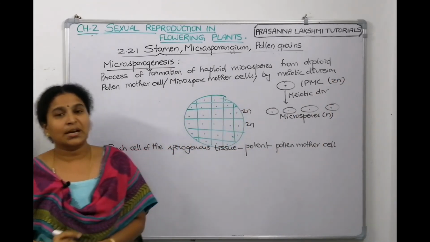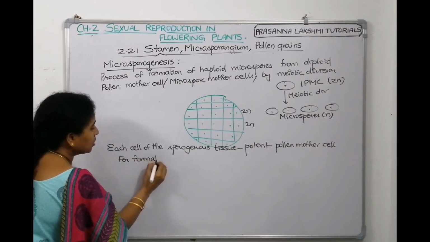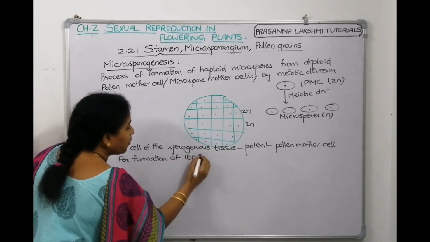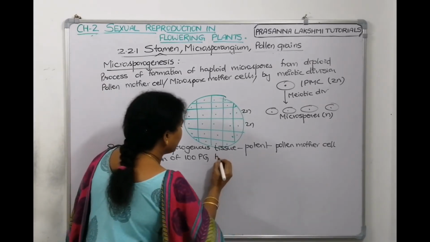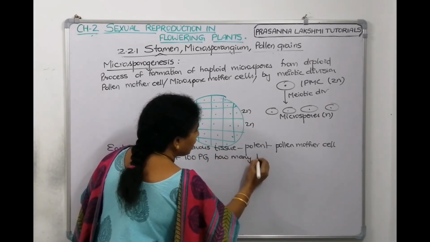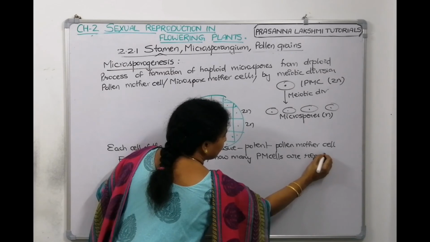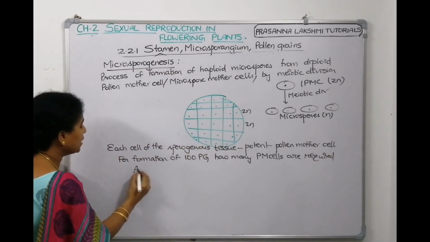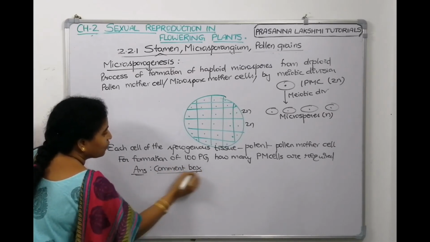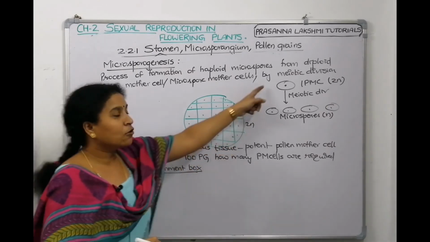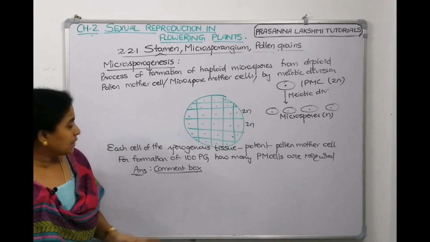So they'll ask you questions like, for formation of 100 pollen grains, how many pollen mother cells are required? This is your question. You are going to post me the answer in the comment box. So this is your clue. If you are not able to answer, we will talk about this in the next class.